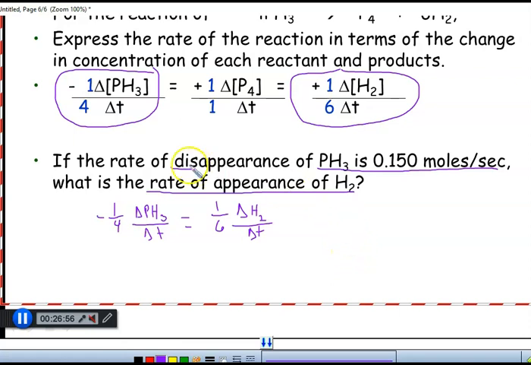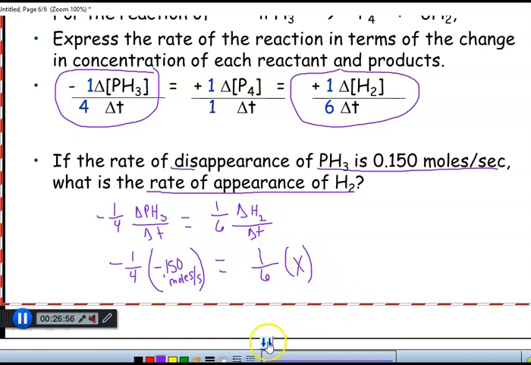So now I'm going to take those numbers. Now the fact that this is disappearing, that is negative. I know there's a negative there, but to make this work, it has to be negative as well. So watch this. So negative 1/4. And now for this, I'm going to substitute this, and I'm going to put this number in here. So then you would get negative 0.150 moles per second equals 1/6, and this is the guy I'm looking for, and so you would let it be X.